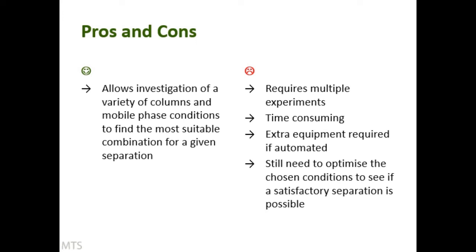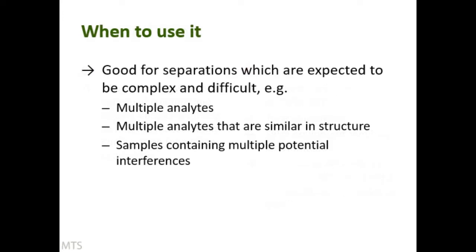So I would say when I would use this is if you have something you know is complex and difficult. So what do I mean by that? Well, you've got lots of analytes in your sample, especially if those analytes are quite similar in structure. So we use this very often for impurities methods. And it could be that you have multiple potential interferences as well. So there's just a lot of things in your mixture, and okay, you're not interested in all the peaks, but you have to make sure that the peaks you're not interested in are resolved from the ones that you are. So there are some of the times when I would think about using it.